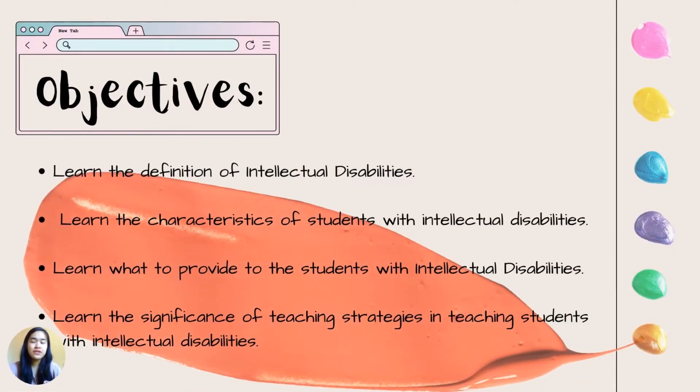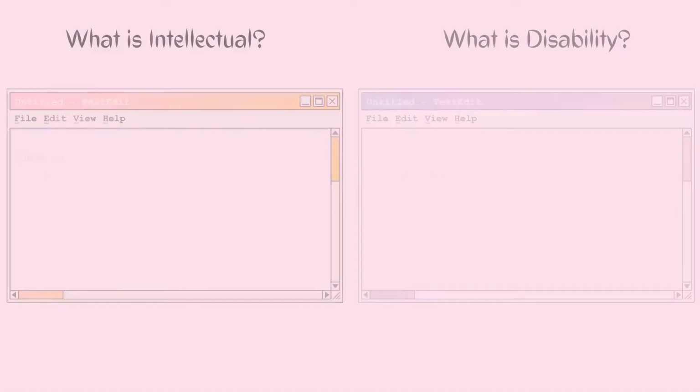Our objectives for today are to learn the definition of intellectual disabilities, to learn the characteristics of students with intellectual disabilities, to learn what to provide to the students with intellectual disabilities, and lastly, to learn the significance of teaching strategies in teaching students with intellectual disabilities.